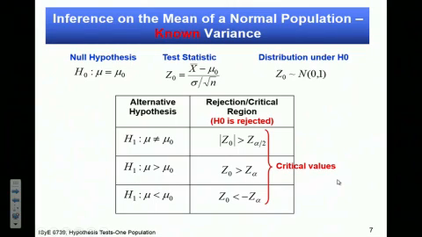Okay, let's start with the first scenario. We want to do hypothesis testing for the mean, and the alternatives are here. Okay, we have two-sided alternatives, and two one-sided.